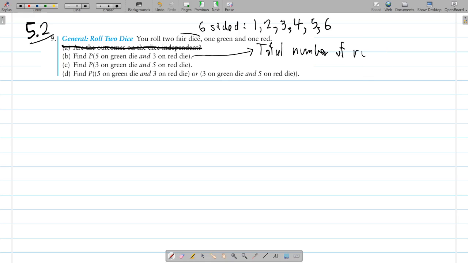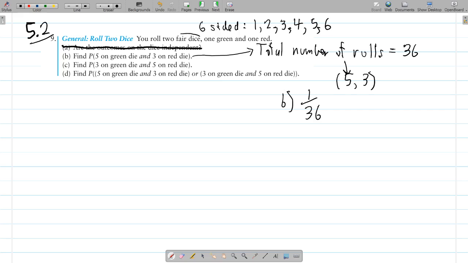is 36. How many rolls have a 5 on the green and a 3 on the red? In this case, one single roll, 5 on the green and 3 on the red. There's one single roll with that property. So in fact, for B, the answer is just 1 over 36.